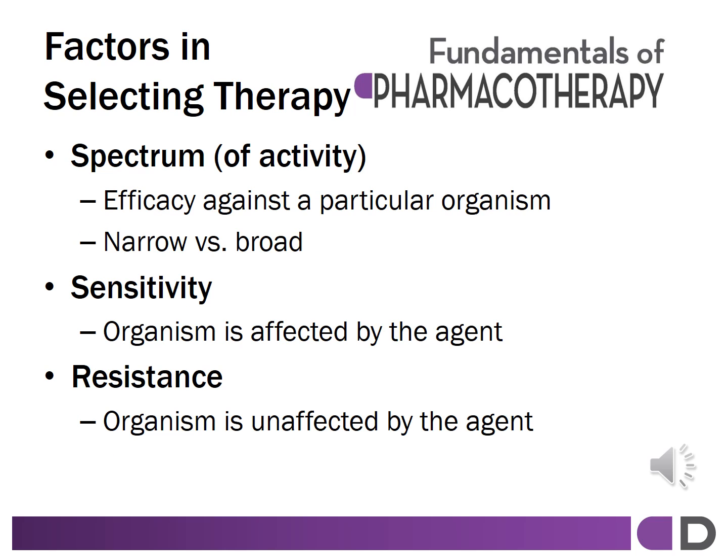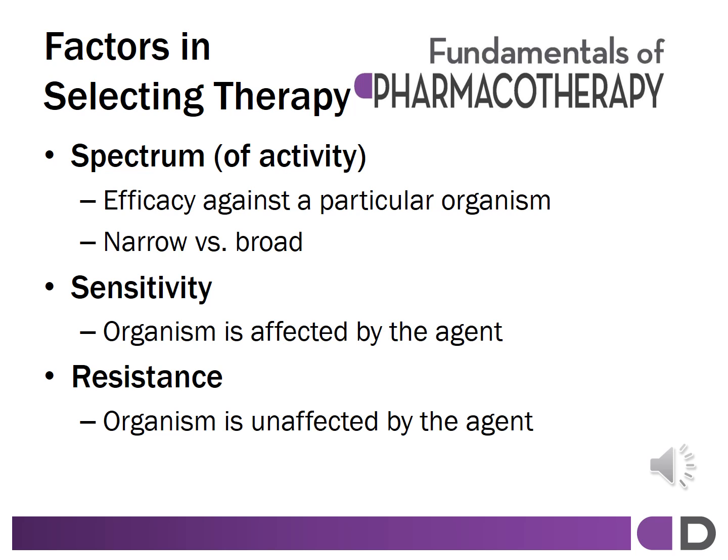Some other factors for selecting the right therapy include the spectrum, the sensitivity, and the resistance. Spectrum of activity means how many kinds of organisms an agent kills. Something that has a narrow spectrum will only be efficacious against a few organisms or a few kinds of organisms, whereas something with a broad spectrum, also called a big gun, may be effective against lots of different organisms. When you use a big gun or a broad spectrum agent too much, this can lead to antibiotic resistance, so we want to use a targeted approach or a narrow spectrum when possible. We want something that targets only the agent that's causing the infection.